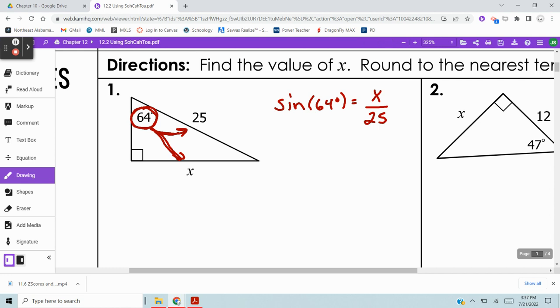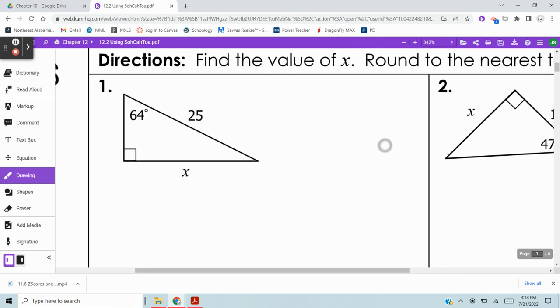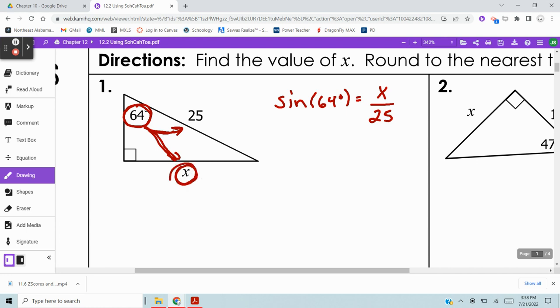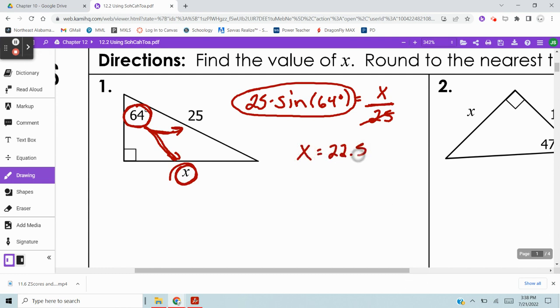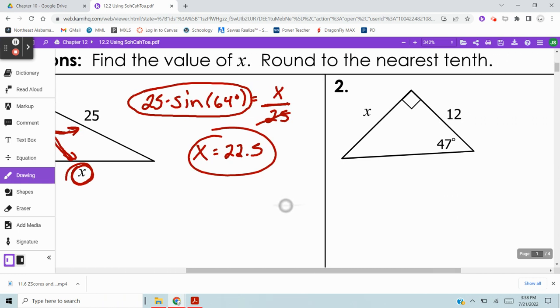Now, a lot of times people get into a habit of just always putting the x on top, and that's not always the case. The reason x is on top here is because sine is equal to opposite, and since the opposite is x, that goes on top, opposite over hypotenuse, which is 25. From there, we simply solve the equation. To get x by itself, to get rid of divided by 25, we mark it out, we multiply by 25, and we simply type this into our calculator. 25 times the sine of 64 gives us an x value of 22.5. So our missing side there is 22.5.